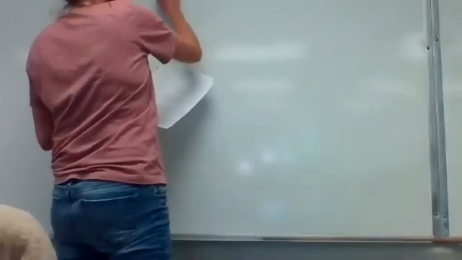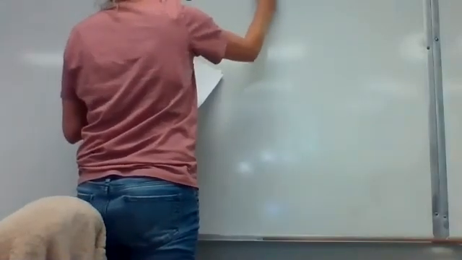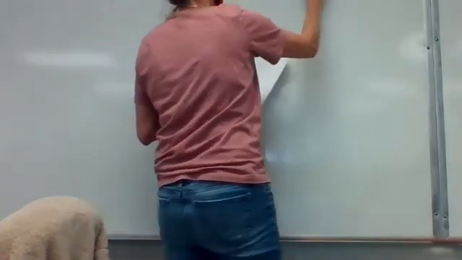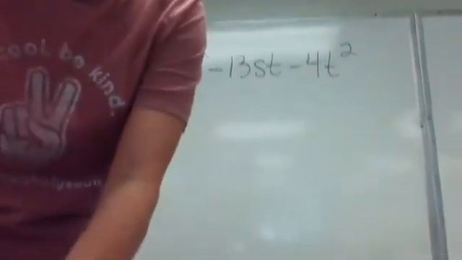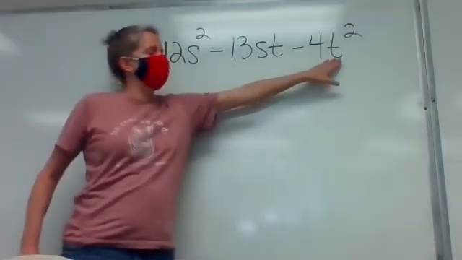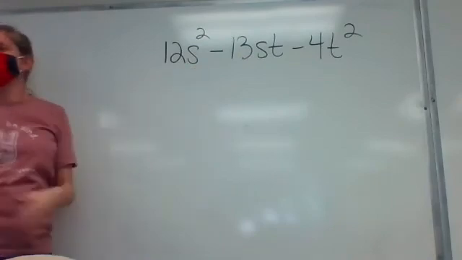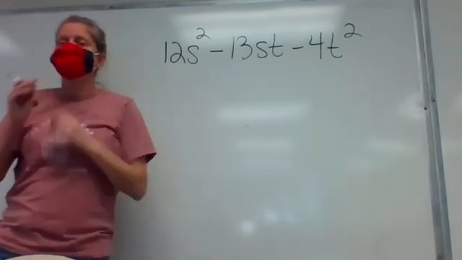12s squared minus 13st minus 4t squared. Ooh. So nothing's in common. That 13 messes me up, right? I can't pull anything out of 12, 13, and 4. They don't all have S's because this one doesn't have any S. And they don't all have T's because this one doesn't have any T's. So you can't pull anything out.